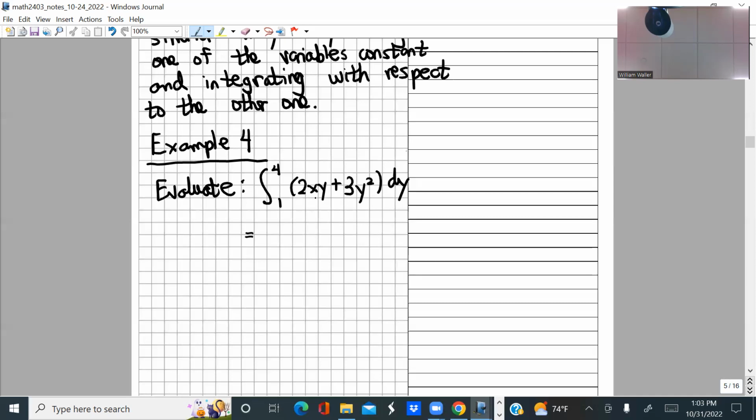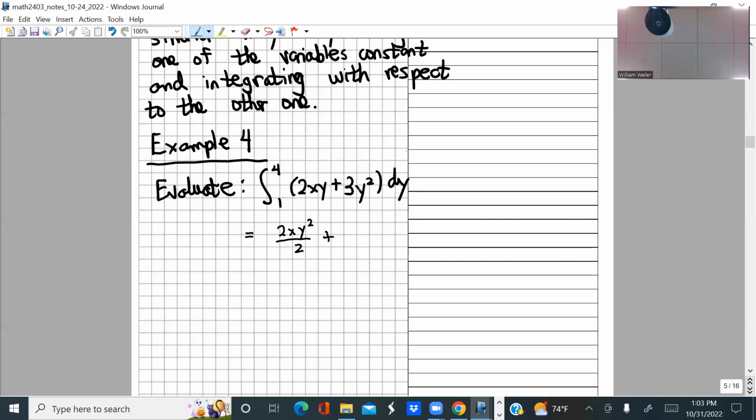So what's the antiderivative of 2xy? Well, we're going to use the anti-power rule, right? So we will add 1 to the exponent of y, right? And divide by that new exponent, right? That's the anti-power rule, the opposite of the power rule for differentiation, correct? And the x is just there, all right? So it doesn't contribute at all to the integral. And then plus, right?